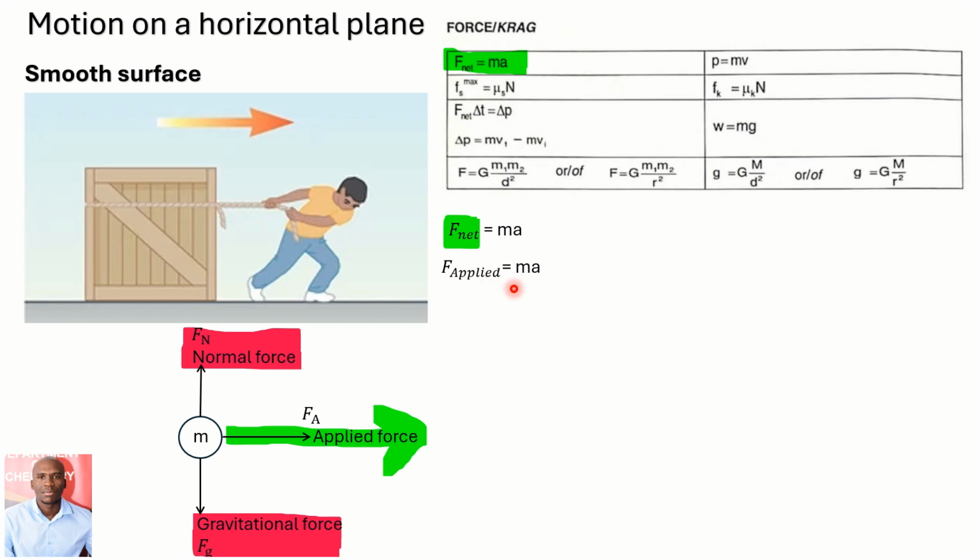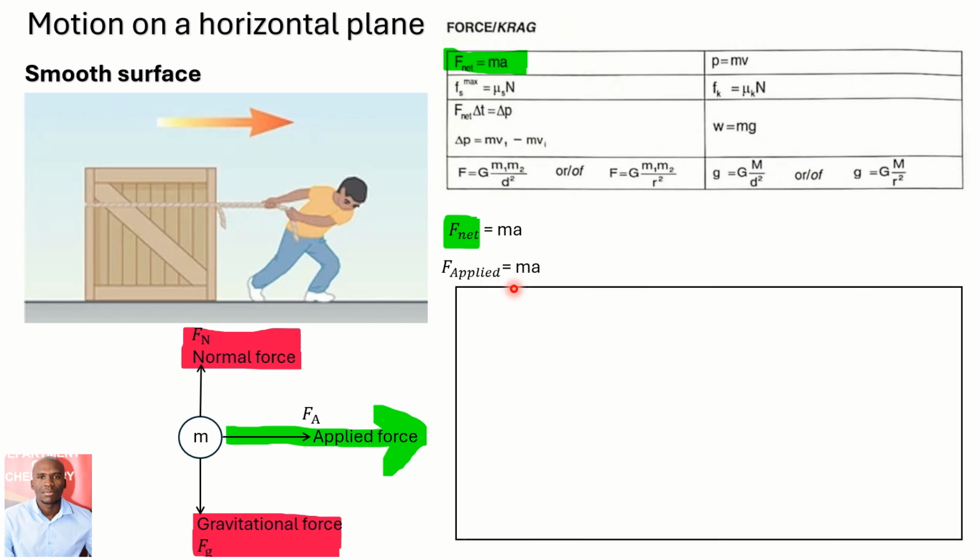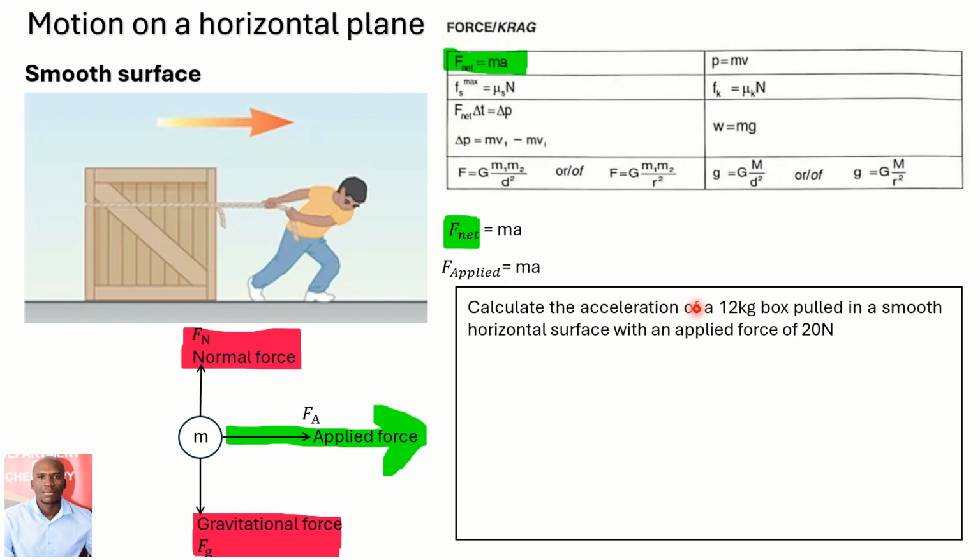And if we have F applied equals ma, we can now look at how we solve a problem of this nature. I want us to look at this example. Calculate the acceleration of a 12 kg box pulled on a smooth horizontal surface with an applied force of 20 Newton. So we are going to try and answer this question. You are more than welcome to pause this video and try to find the answer.